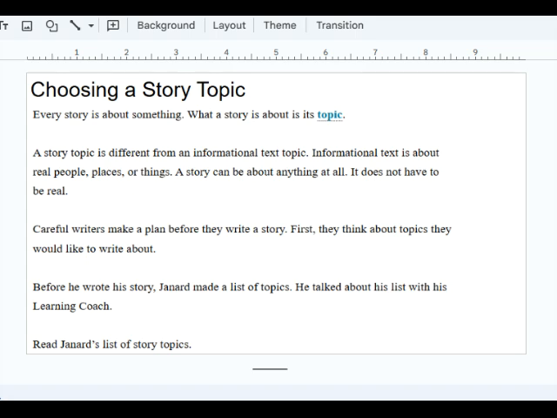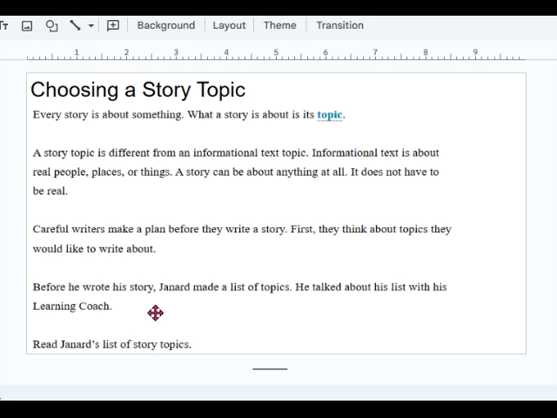Choosing a story topic. Every story is about something. What a story is about is its topic. A story topic is different from an informational text topic. Informational text is about real people, places, or things. A story can be about anything at all. It does not have to be real. Careful writers make a plan before they write a story. First, they think about the topics they would like to write about.